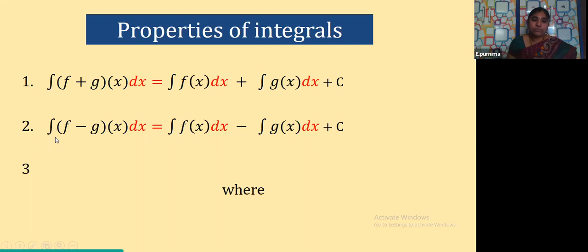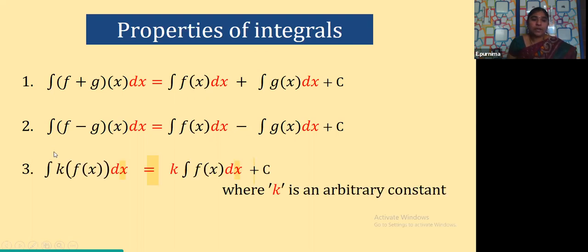The third one here, children, is integral of k into f of x dx is equal to k into integral f of x dx plus c. If any function has a multiple k, where k is any arbitrary constant, then the k can be sent outside as a coefficient of the integral. Clear? Whatever the constant is, if k is any constant, it can be sent out as a coefficient of the integral. Clear, children? So these are the three main properties you have in integration.